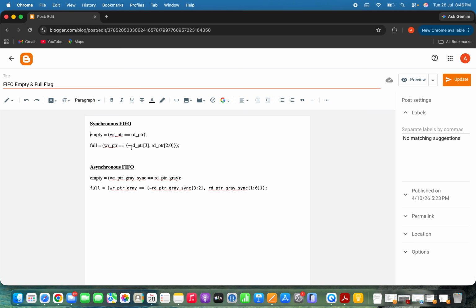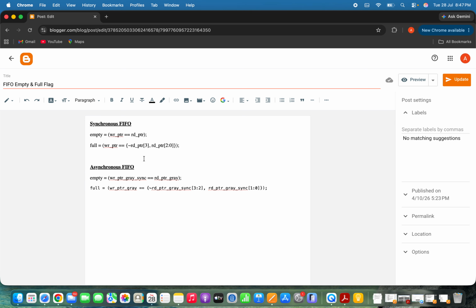First, let's understand the empty condition. A FIFO is empty when there is no data available to read. In a synchronous FIFO, both pointers are updated using the same clock. Since they are in the same clock domain, they can be compared directly. So the empty condition is simply write pointer equal to read pointer. This means if both pointers are equal, there is no unread data left in the FIFO.